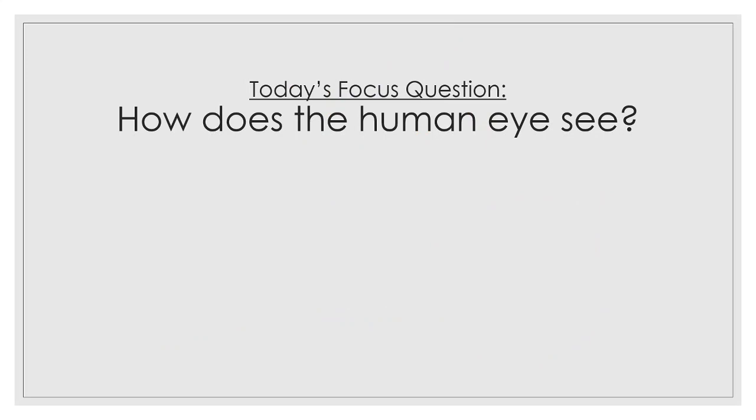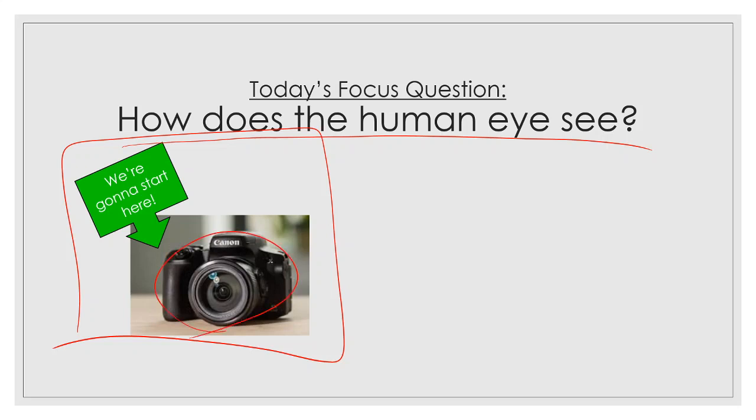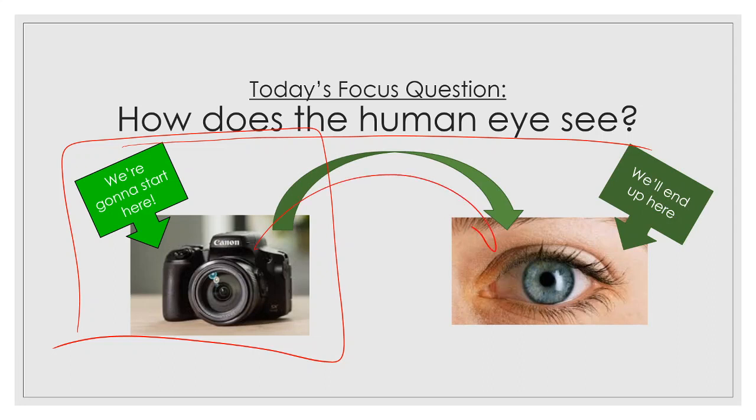A better focus question would be this: how does the human eye see? I'm going to learn about how vision and light actually work together. In order to do that, first we're going to learn about how a camera works, because the way a camera works is really similar to how your eye works, but it's a little bit simpler inside of a camera. So we're going to start by talking about cameras, and then we're going to end up talking about the human eye and how it works.